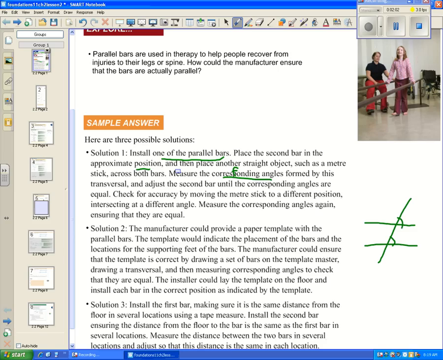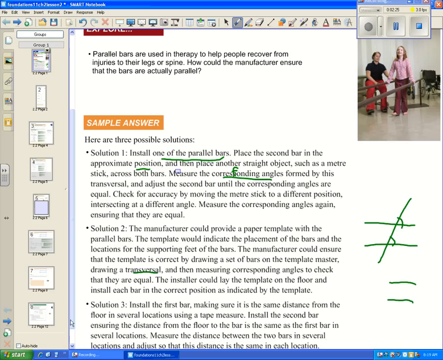Solution 2, the manufacturer could provide a paper template with the parallel bars. The template would indicate the placement of the bars and location for the supporting feet of the bars. The manufacturer could ensure that the template is correct by drawing a set of bars, drawing that same transversal, and then measuring the corresponding angles to check that they are equal. So then if you had this giant piece of paper, this giant template, you would just have to line up your bars on that template.